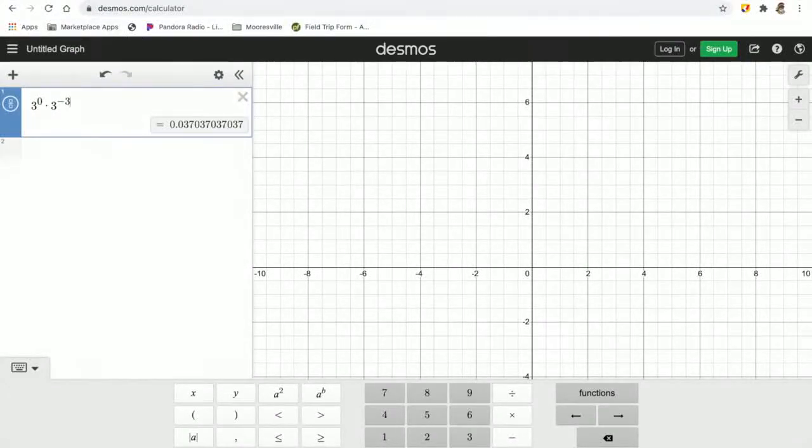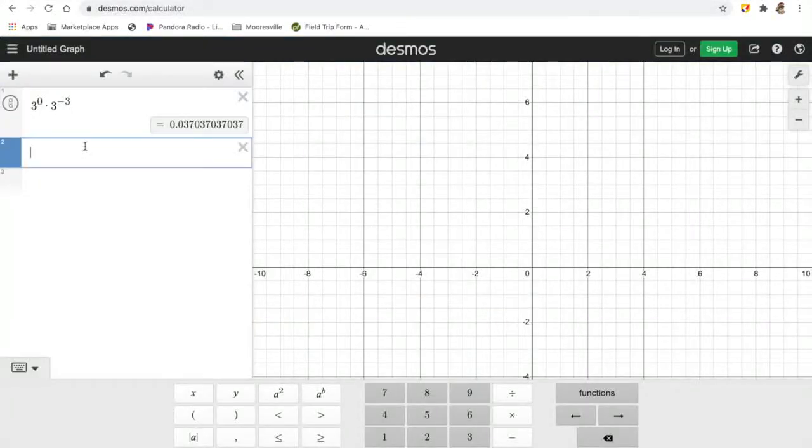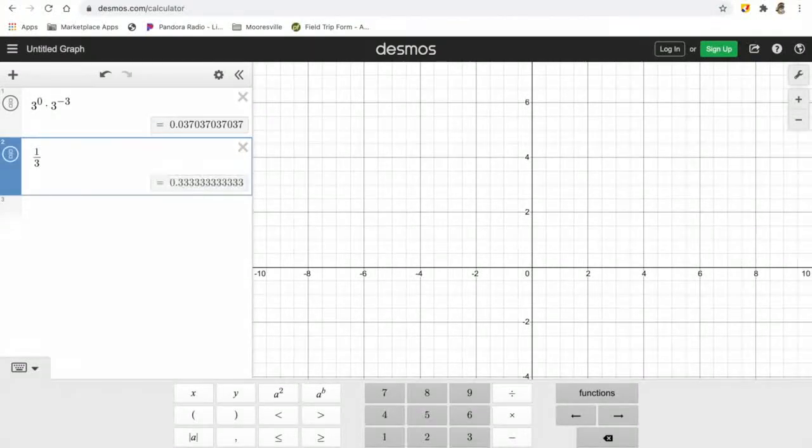So if you go back here to DeltaMath, these four choices here, well, we know it's not 1. 0.037037 is not 1. It's not 0. So it's got to be one of these. It's either 1 over 3 cubed or 3 cubed. So I'm going to go back in here to Desmos. I'm going to do another box. I'm going to do 1 over 3 cubed. And look, they match. So 1 over 3 cubed matches this right here. So I know that is my answer.